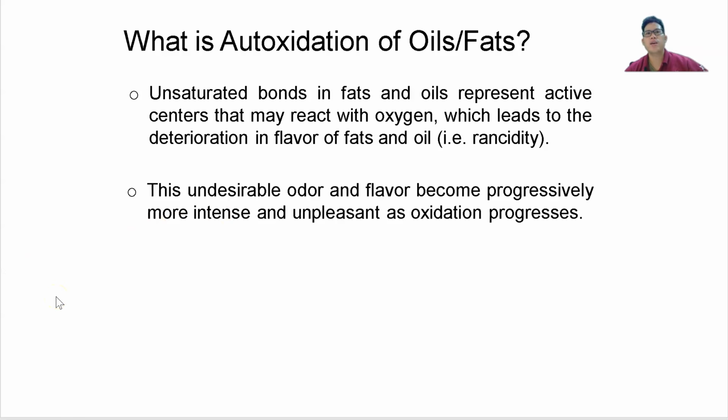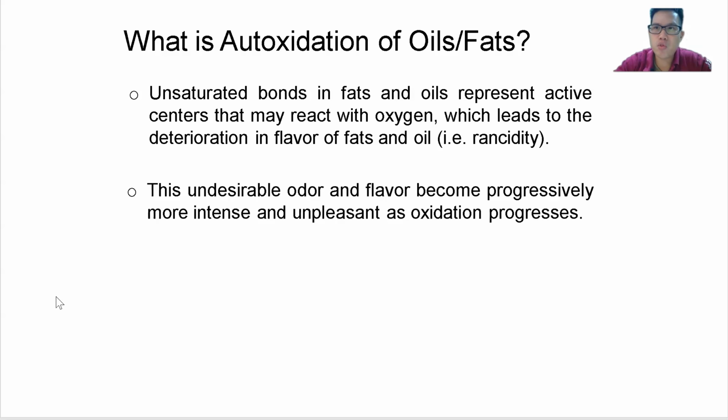Unsaturated, as you learned from organic chemistry, can be monounsaturated or polyunsaturated. Monounsaturated is where the fatty acid only has 1 double bond. Polyunsaturated is where the fatty acid has more than 1 double bond, 2 or 3 double bonds. It can be more than that.